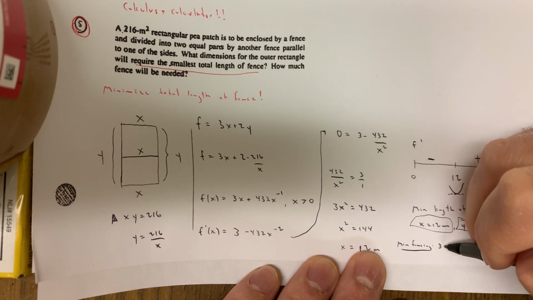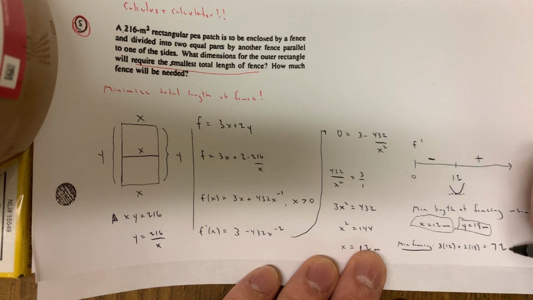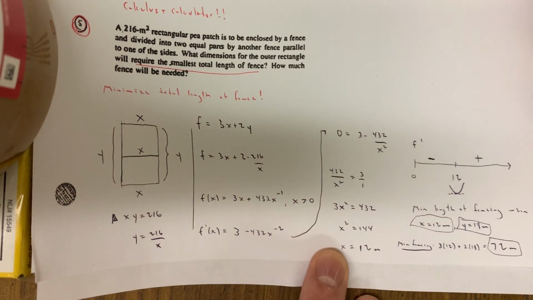So 3 times x, 3 times 12, plus 2 times 18. So what does that give us? 36 plus 36 again, so 72. And I need my units, and that's going to be meters, okay? Because fencing is actually going to be a linear measurement. It's not really so complicated to do the solution. It's just the algebra that bothers people.